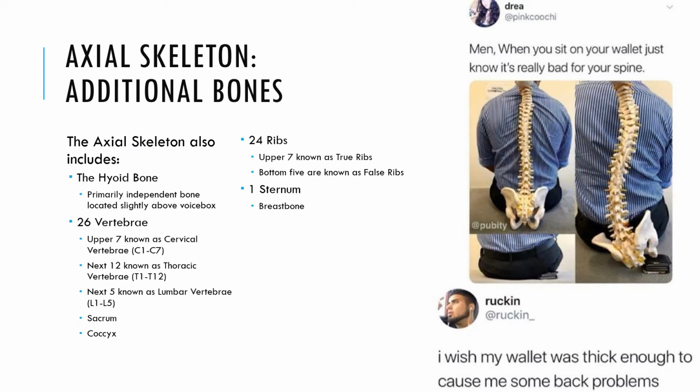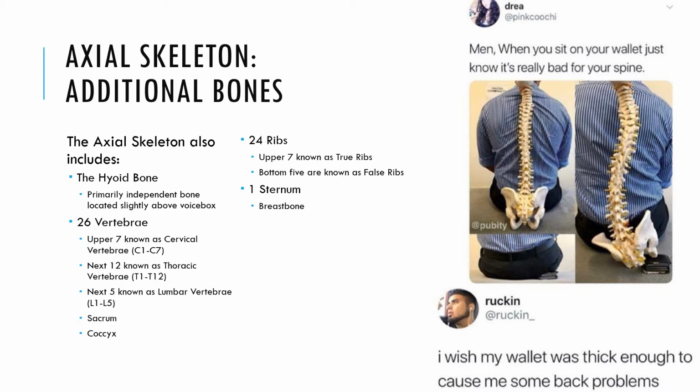Within the axial skeleton, there's also a couple of additional bones. These bones are the hyoid bone, which is primarily independent, but it's located slightly above the voice box. Then there's 26 vertebrae. The upper 7 are known as the cervical vertebrae, which is C1 through C7. You hear those commonly mentioned as that. Then the next 12 are known as the thoracic vertebrae, which would be T1 through T12. The next 5 would be known as the lumbar vertebrae, L1 through L5. And the last 2 bones would be the sacrum and the coccyx. And the coccyx we know is our tailbone.